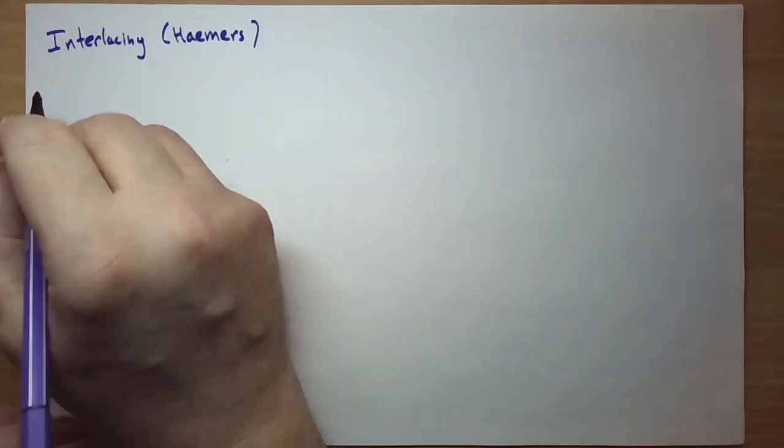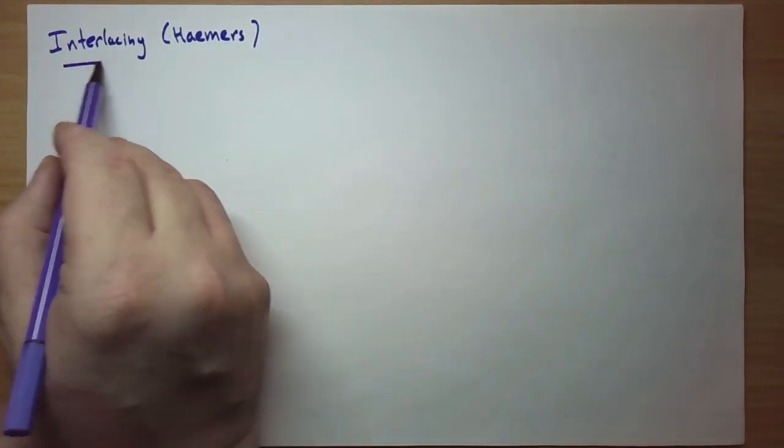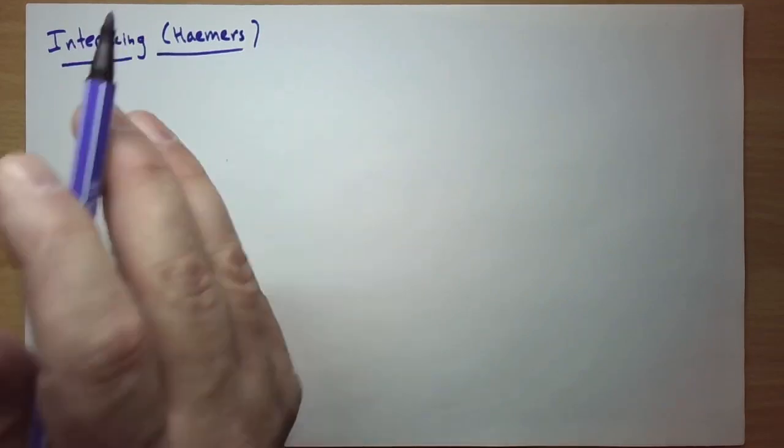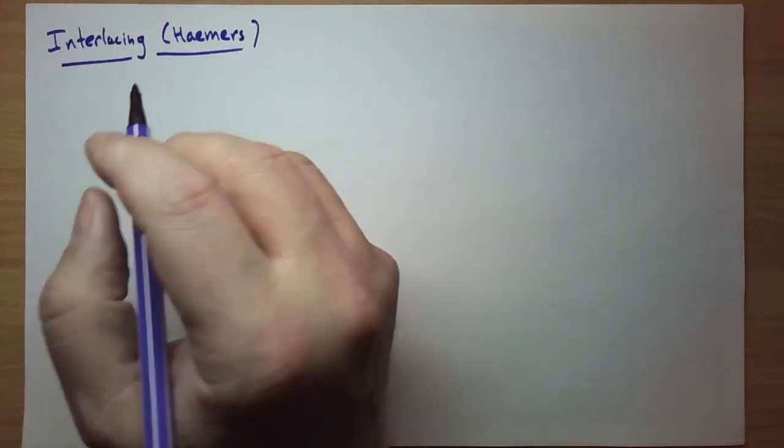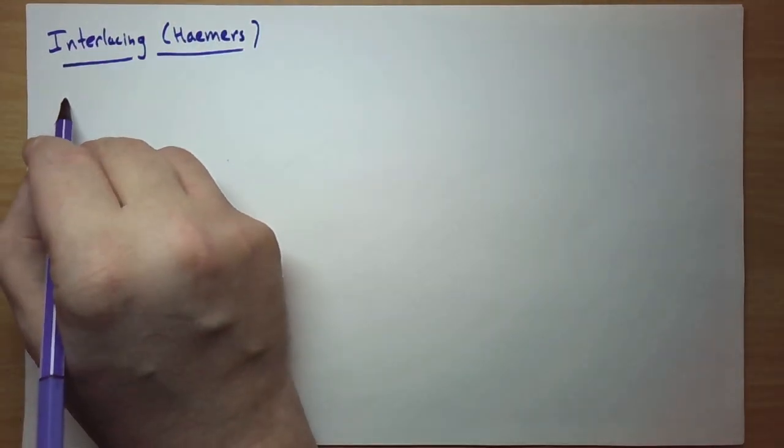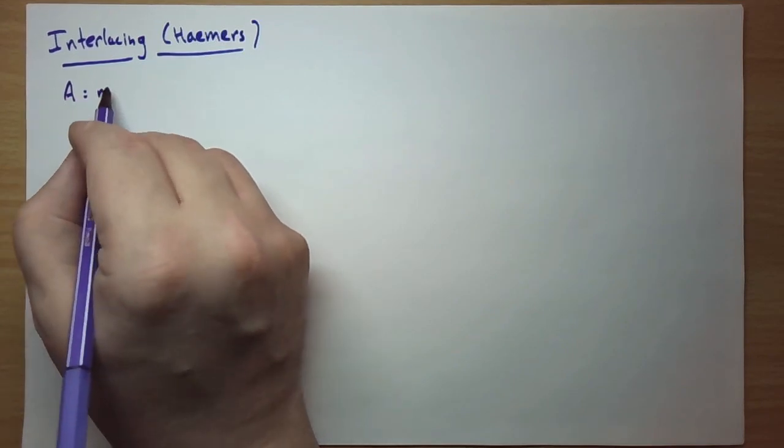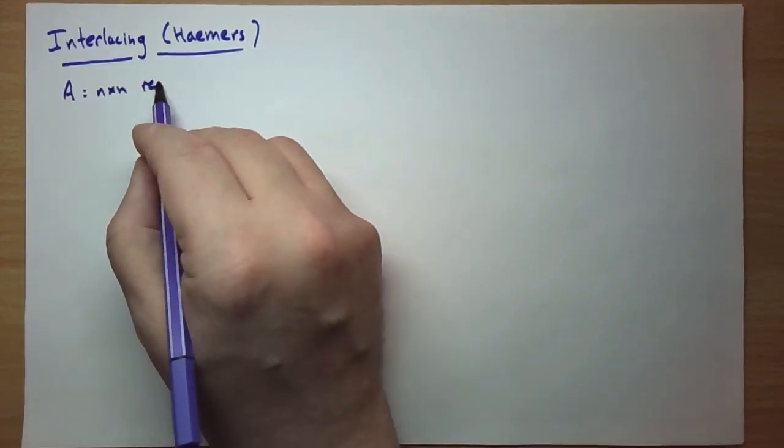All right. Well, here's an interlacing result, and this is just a very generic thing about matrices. So we'll say A is n by n. We'll keep things real symmetric.